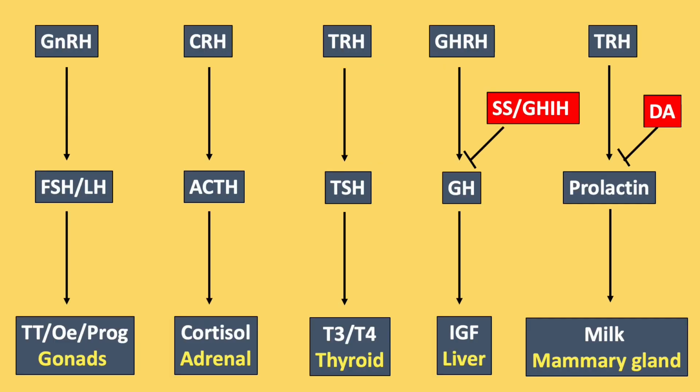This slide covers anterior pituitary hormones. The top line are stimulatory hypothalamic factors, the middle line are the pituitary hormones, and the bottom line are the target organs. The inhibitory factors are shown in red. So for growth hormone, it's growth hormone inhibiting hormone, or GHIH, also known as somatostatin. And for prolactin, it's dopamine. So for example, you have TRH, thyrotropin releasing hormone, which results in release of thyroid stimulating hormone, and within the thyroid gland you get release of T3 and T4.